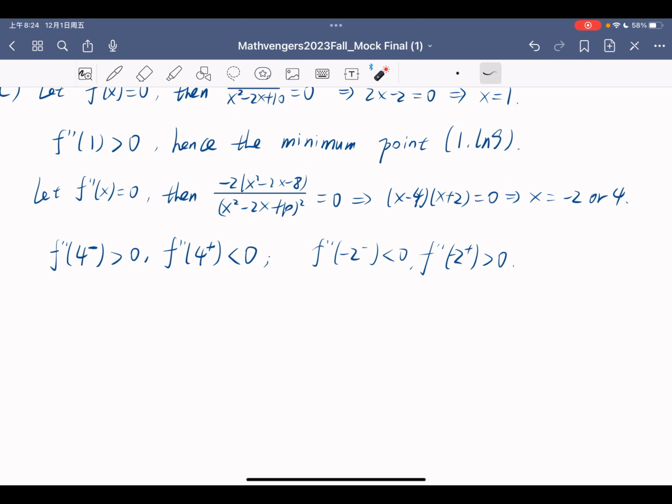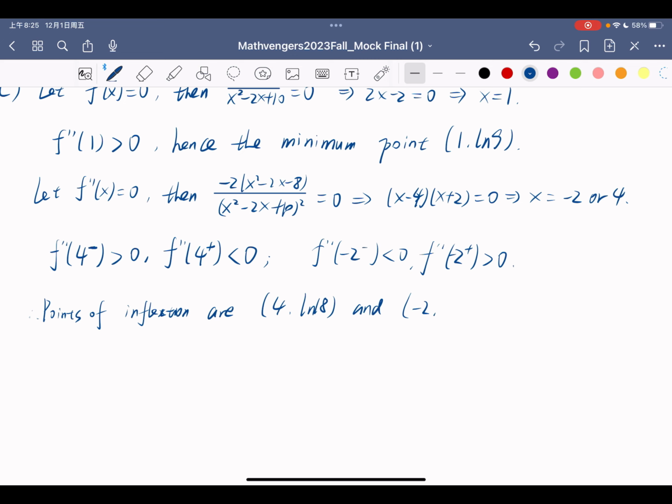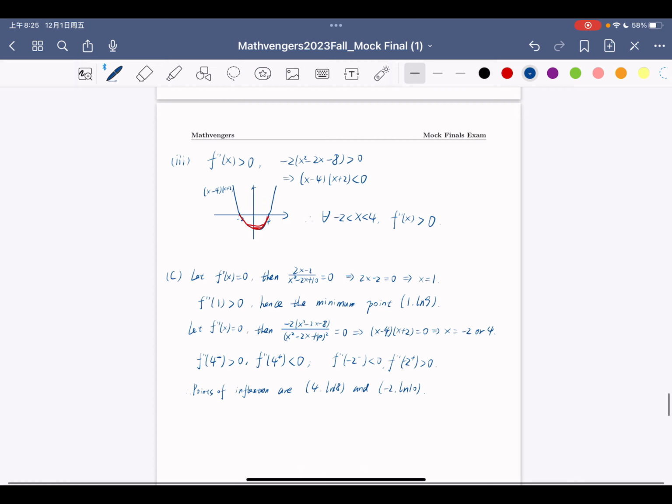We substitute x equal to minus 2 and 4 into the function to get the values of y. So we get the points of inflection. Points of inflection are (minus 2, ln 18) and (4, ln 18). Okay, this is part C.